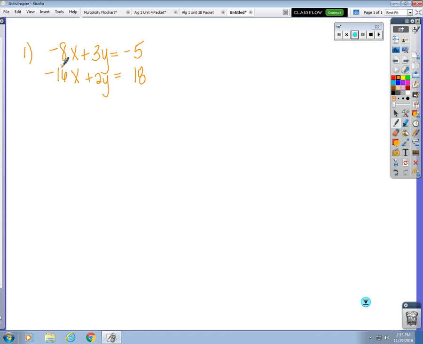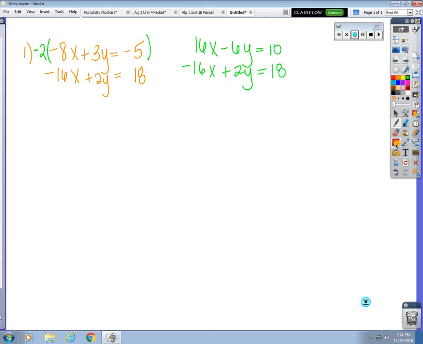What would be nice, like if you were a magician and you wanted to change one of these numbers, what would you want to change it to? Right, it would be nice if this right here were a positive 16, correct? Because if it were a positive 16, it would just eliminate with the negative 16. Well, what can we do to turn a negative 8 into a positive 16? Multiply it by a negative 2. Because negative 2 times negative 8 is positive 16x. Negative 2 times 3y is negative 6y. And negative 2 times negative 5 is positive 10. Now, we have no need to change the bottom equation. We'll just rewrite it.